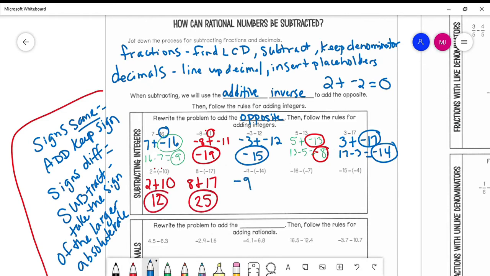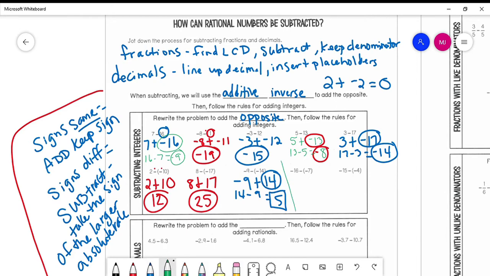Negative 9 plus 14. This time our first number was negative, which makes the signs different from each other. And if they're different, we have to find the difference. So 14 minus 9 equals 5. Look at the absolute value, and the absolute value is greater with 14. 14 is positive, so that means our answer is positive 5.